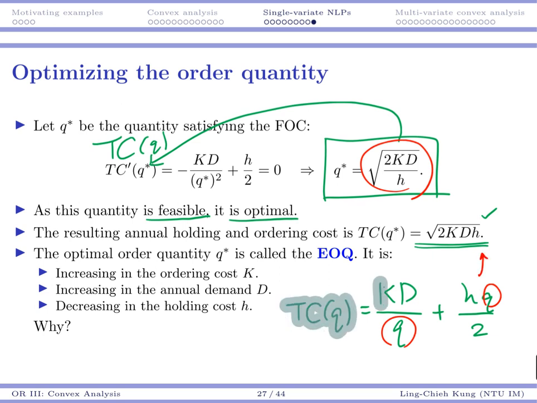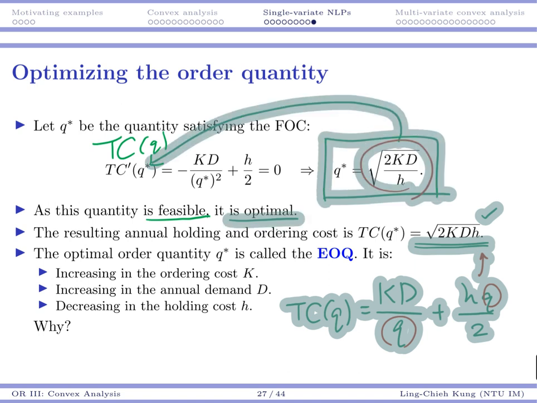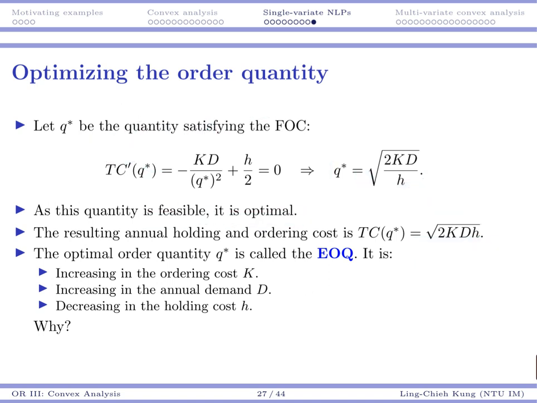So the last thing I want to say about EOQ is that EOQ now serves two purposes. First is a decision tool. If you tell me K, D, and H, I then tell you the amount to order. So that's good. And also, it has managerial implications. If your ordering cost increases, that's going to increase your order quantity. Why is that? Because if each order costs you a lot, you need to decrease the number of orders in a year. So you need to increase your ordering quantity.